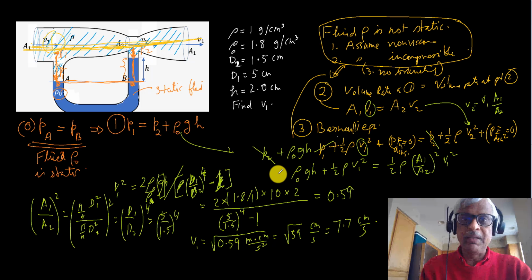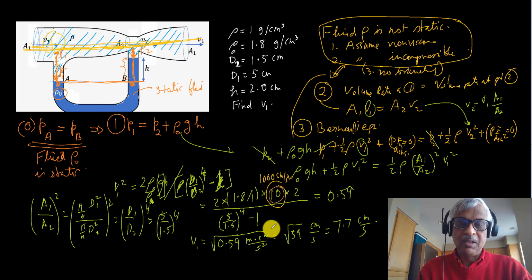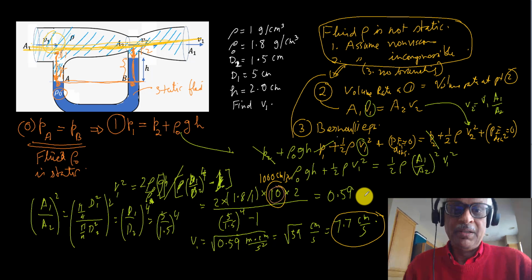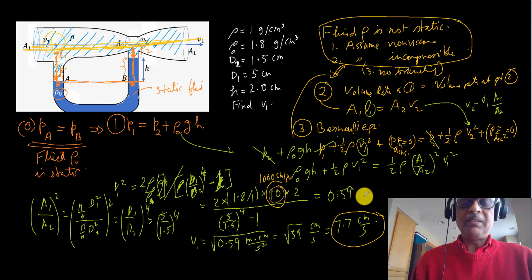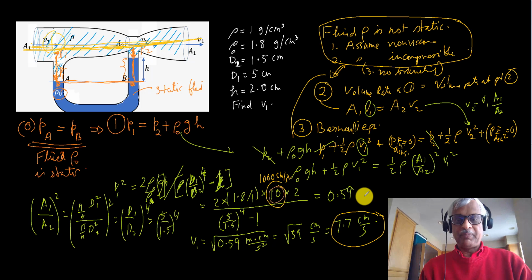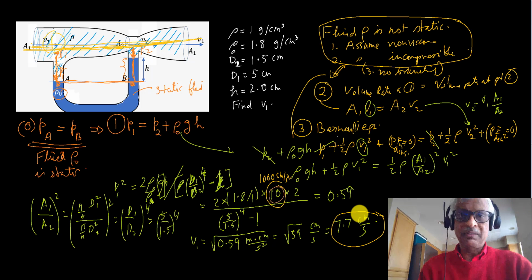Instead of this, I should have used 1,000 centimeter per second squared. And if you carry through, there was a factor of 100 here, and that's how it becomes centimeter per second. So that's the answer. Hopefully that's the correct numerical value, but I wouldn't want you to bog down on the numerical value.